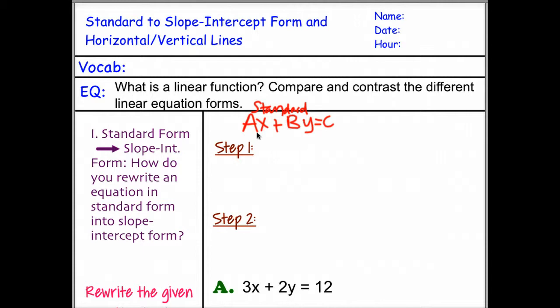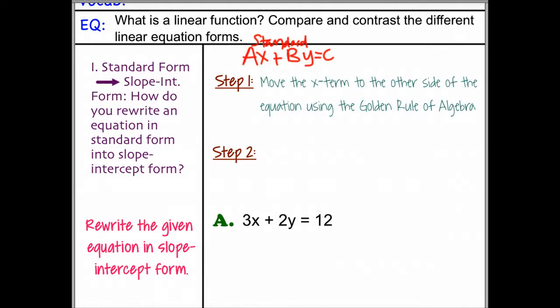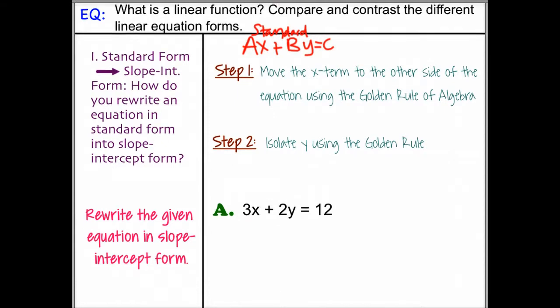Now we want to look at slope-intercept form. We are going to use the standard form to get us there. The first thing we do is move the x term to the other side of the equation using the golden rule of algebra, which is whatever you do to one side, you do to the other. Next, we get y by itself, also using the golden rule.